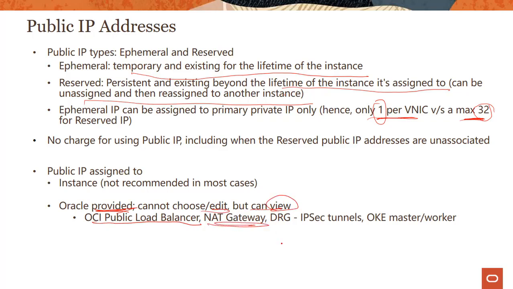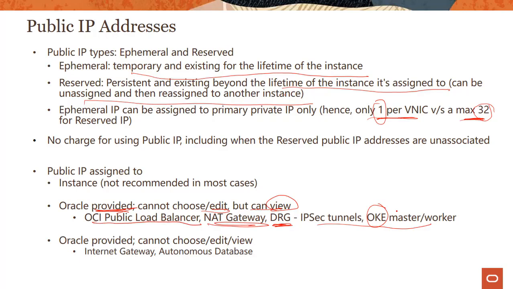NAT gateway, we will talk about gateways in the next module. Dynamic routing gateways, and so on, right? If you are running managed Kubernetes, you get a public IP you can view, but you cannot choose or edit. In some cases you cannot even view them, and you definitely cannot choose or edit. A good example is something called an internet gateway. We'll talk about this in the next module. You cannot see what public IP it has. There are other services where you get a public IP but you cannot even view it.